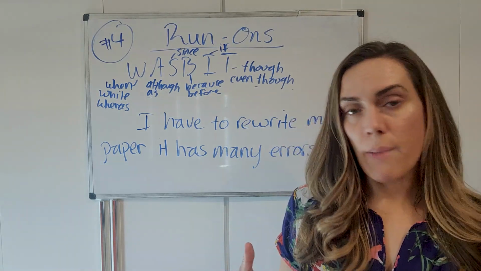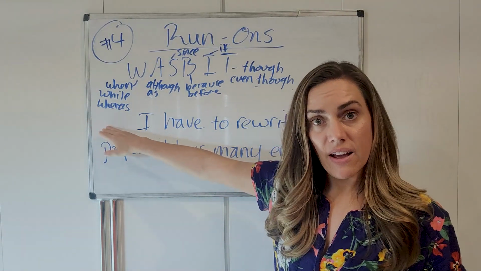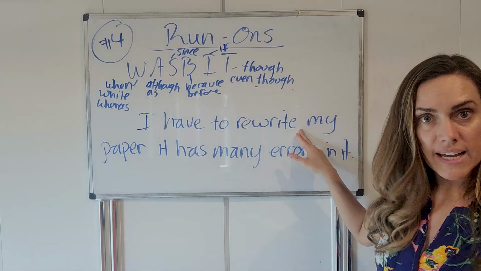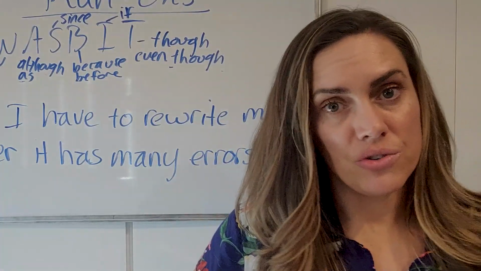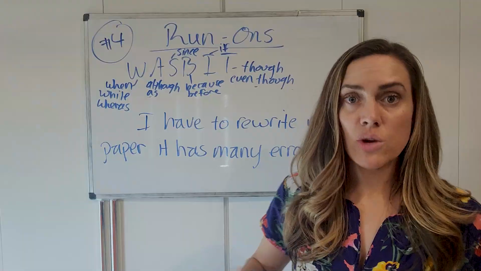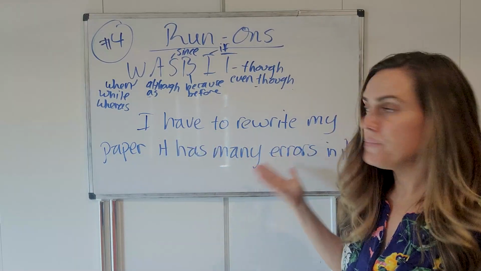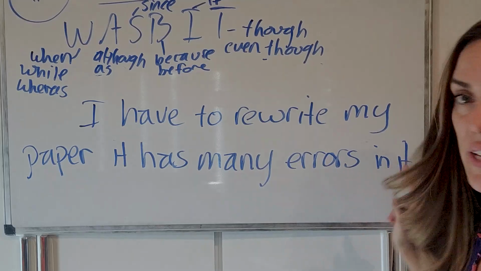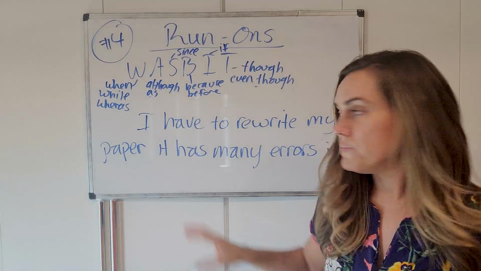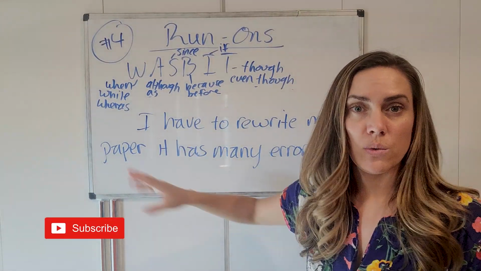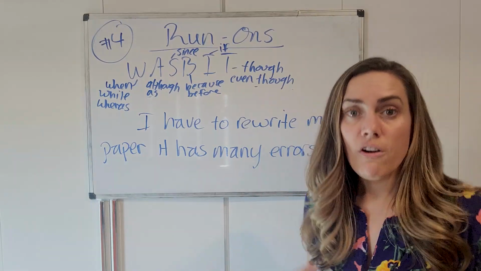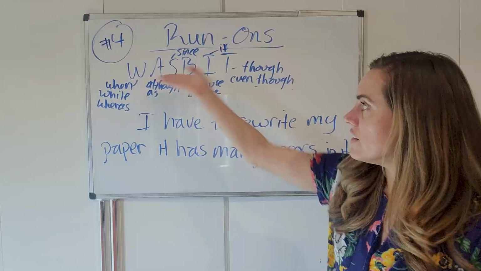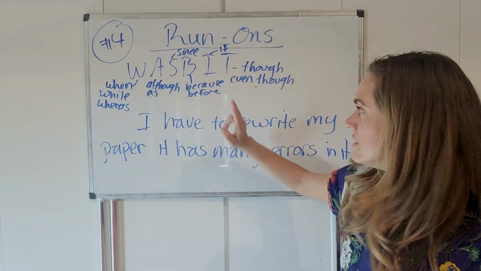So you can do that by putting the WASBIT at the beginning of the first clause, the first sentence, or the beginning of the second one. But it has to be logical. It has to go in the right spot. So look at the idea here. I have to rewrite my paper. It has many errors in it. The logical conjunction that would go here would be a word like because or for, right? So what is the word up here that means because?